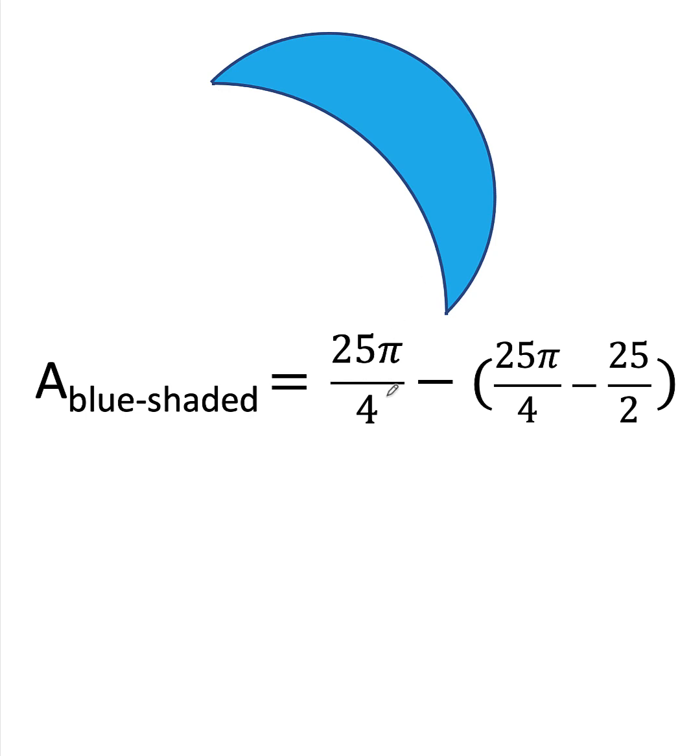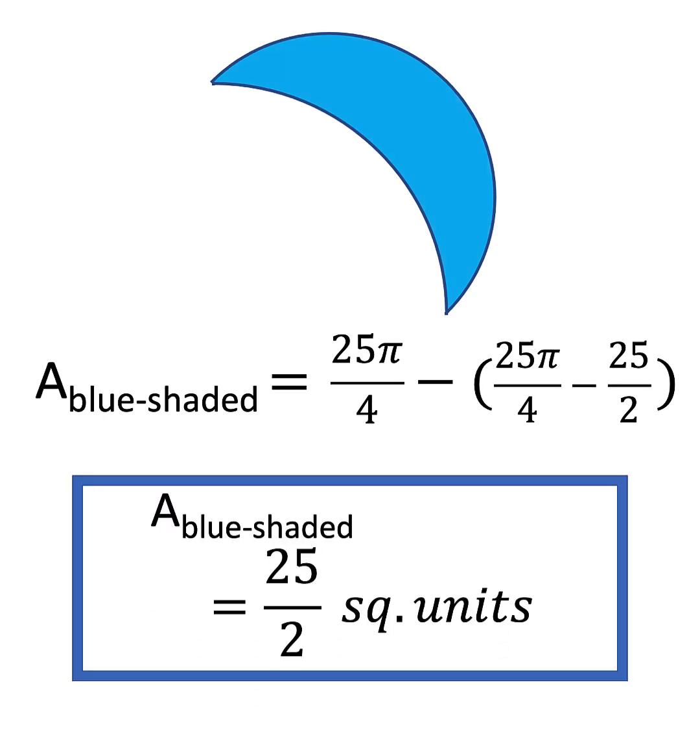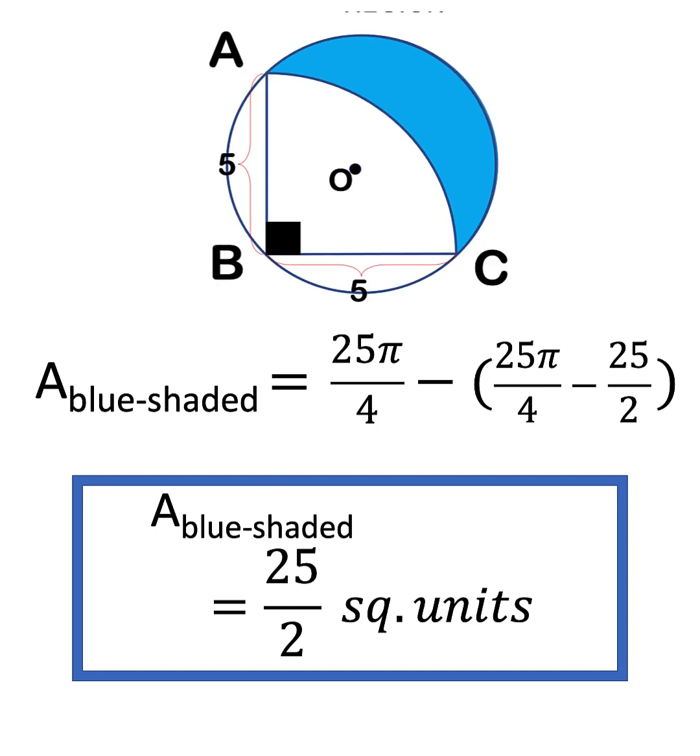So let's compute now for this. Since we have a minus sign here, we distribute it to each term. So 25 pi over 4 minus itself is 0. Then this negative times negative becomes positive. So the area of the blue shaded region is 25 over 2 square units. And this is now our final answer.